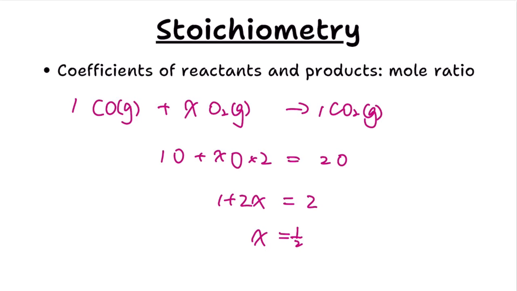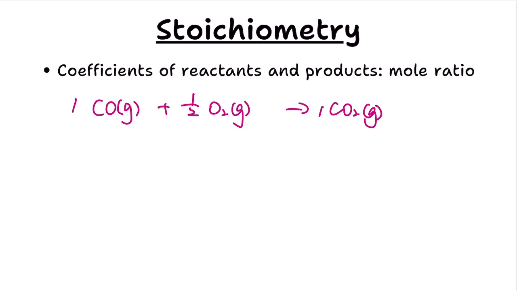So 1/2 mole of the oxygen gas reacts with 1 mole of the carbon monoxide to produce 1 mole of the carbon dioxide. And a lot of times I don't like to have a fraction in the chemical reaction. So I multiply by a whole number to convert all the coefficients into integers. In this case, I can multiply by 2 to convert it to a whole number 1.